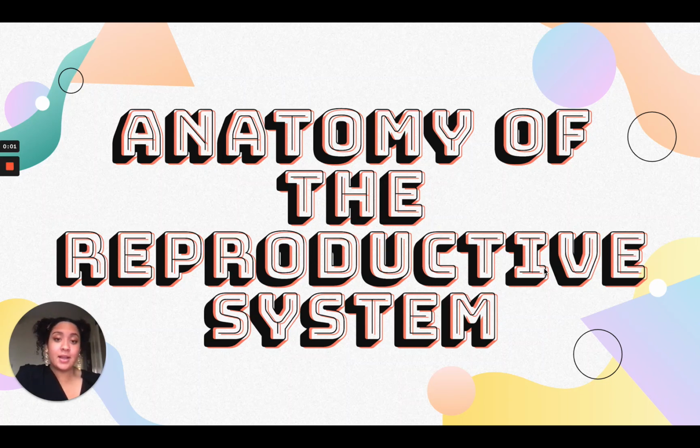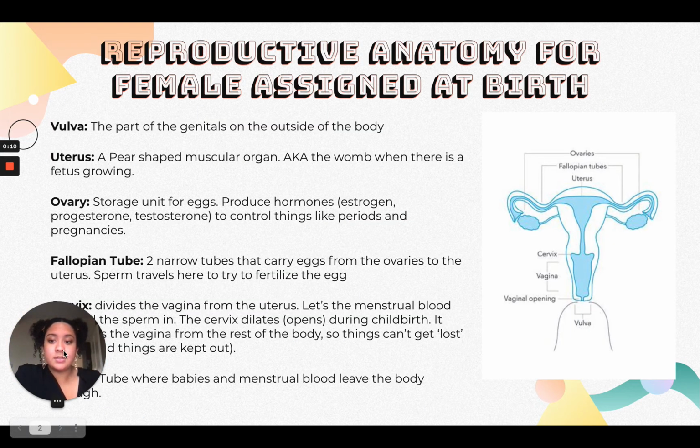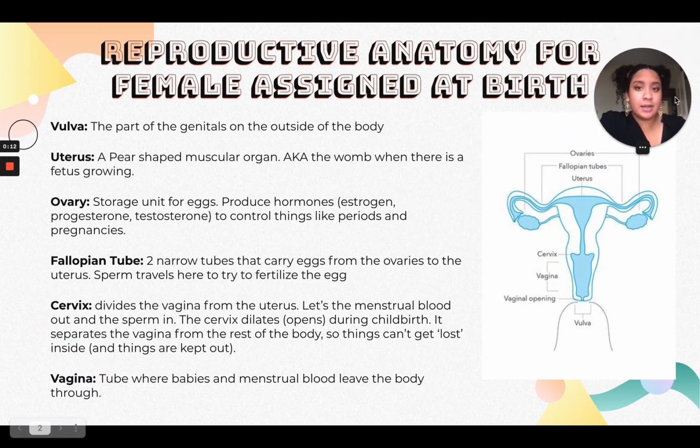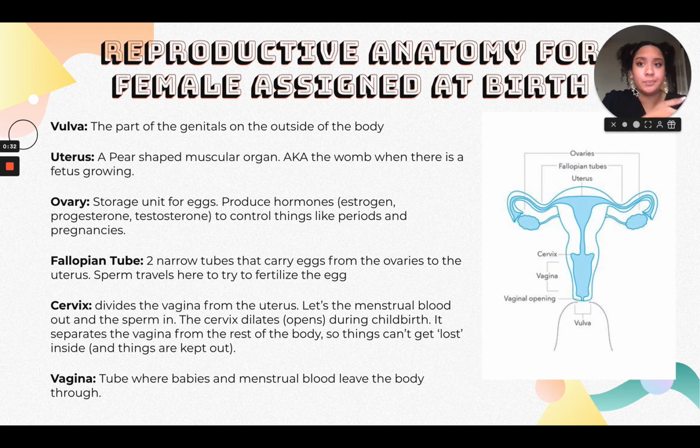All right, hello. Let's get started on our first lesson of the reproductive system unit. This is the anatomy of the reproductive system. There are two different structures: a reproductive anatomy for a person who was assigned female at birth and a person who was assigned male at birth. There are also intersex people, kind of like a mix of the two. It's a very broad range, but these are the more common ones that are shown.